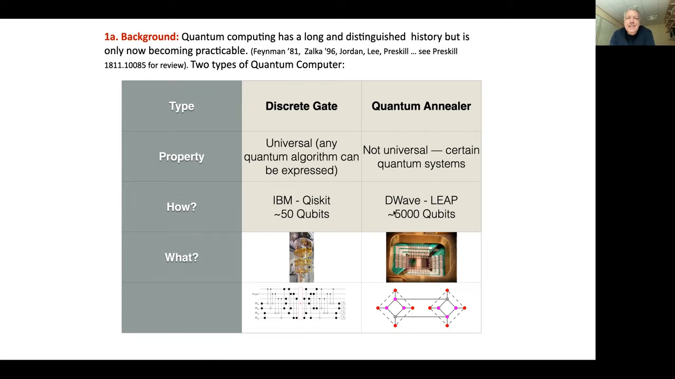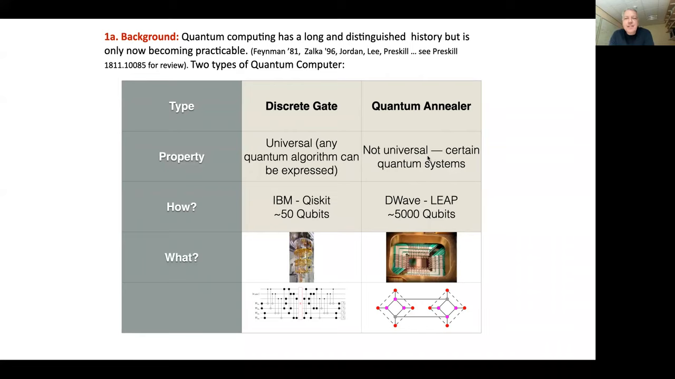A quantum annealer, on the other hand, is not universal. So it's built in a certain way. And I'll show you what that means in a minute. But only certain systems can be thought about. And the problems that you're thinking about are always optimization ones. So they're built for optimization, and they're based on an Ising model.